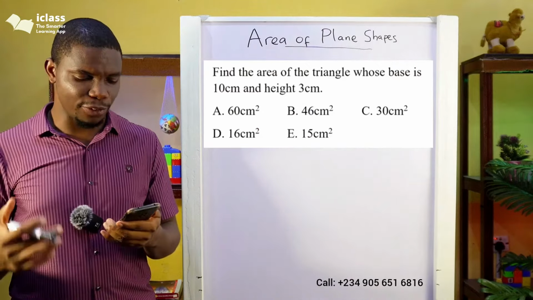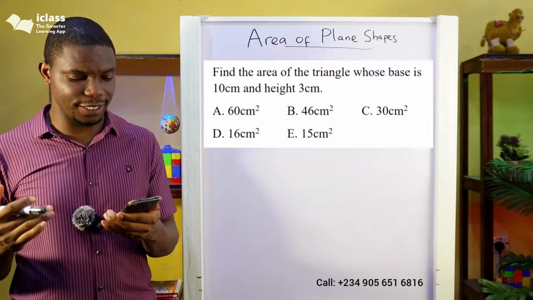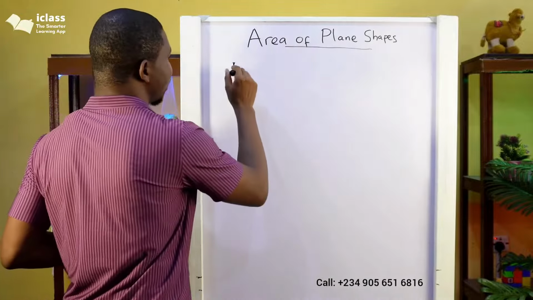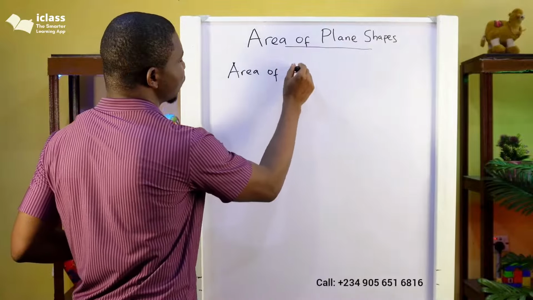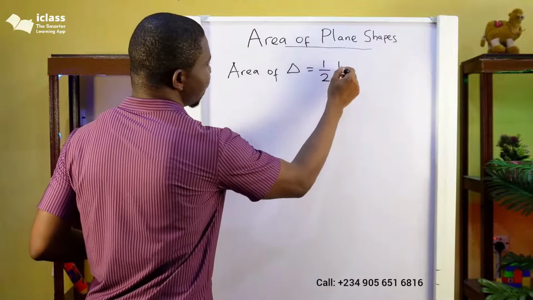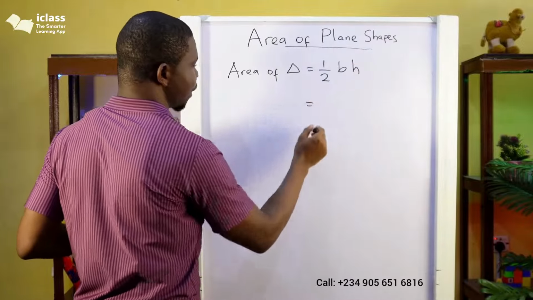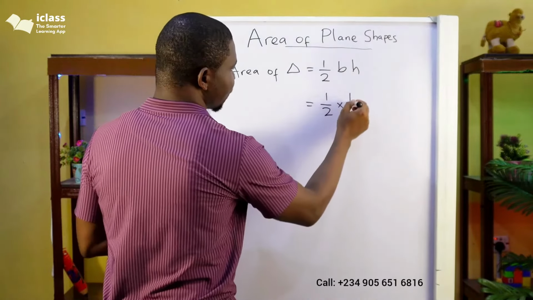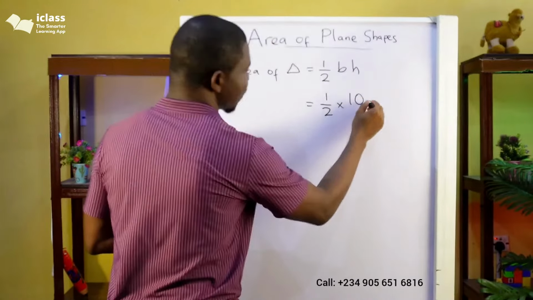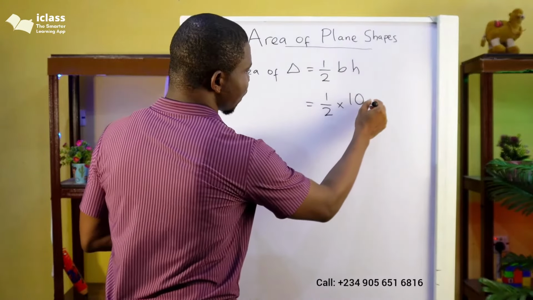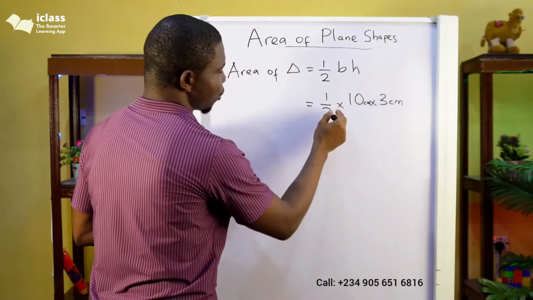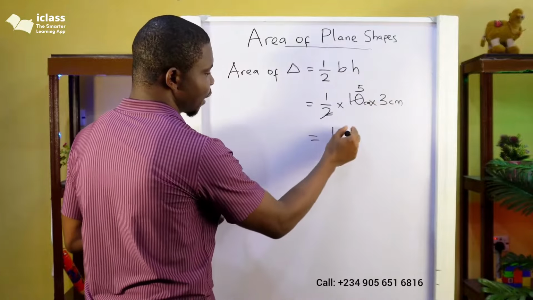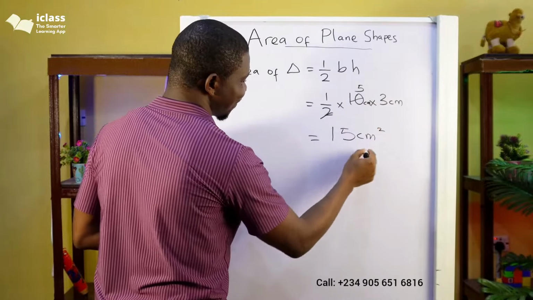Question 3. Find the area of the triangle whose base is 10 centimeter and height 3 centimeter. You know the formula for area of a triangle is half times the base times the height. So in this case, we are told that the base is 10 centimeter and the height is 3 centimeter. So 2 will go into 10, that will be 5. 5 centimeter times 3 centimeter is 15 centimeter square.